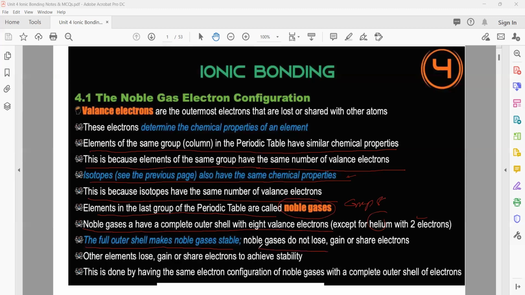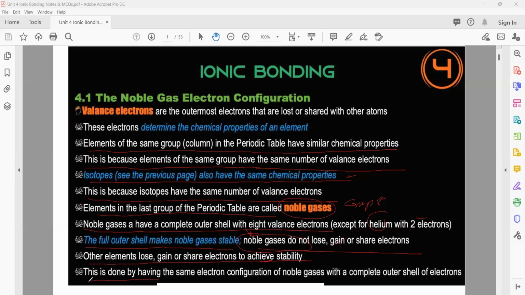Noble gases do not lose, gain or share electrons. Other elements lose, gain, or share electrons to achieve stability. So why does an atom lose, gain or share electrons? Because it wants to complete the last shell. If the last shell is not complete, the atom is not stable. But noble gases have their last shell already complete naturally, so they are stable.